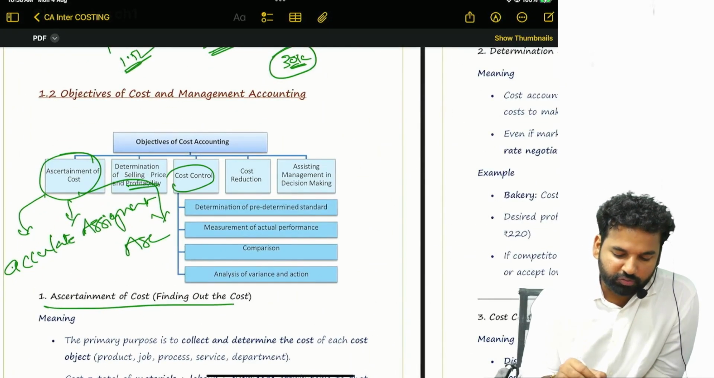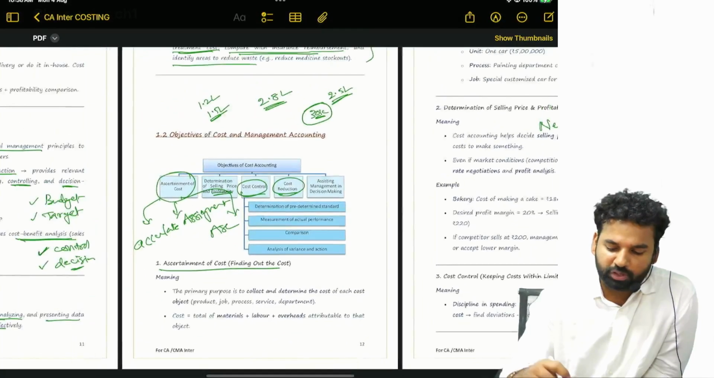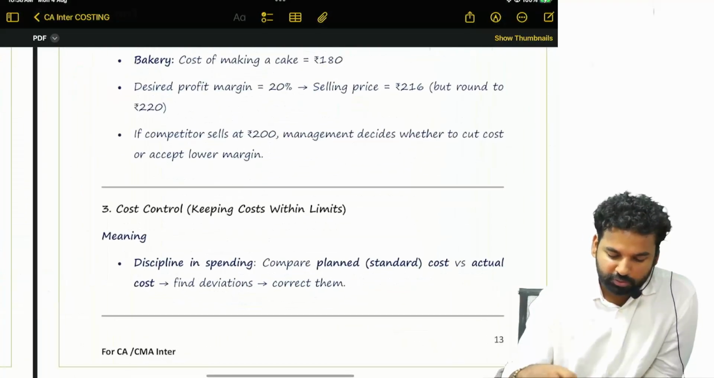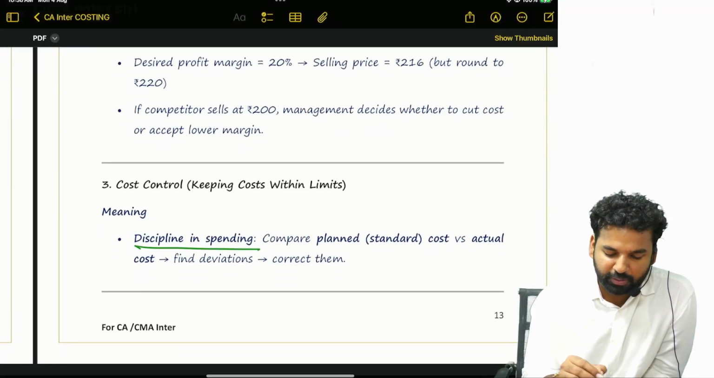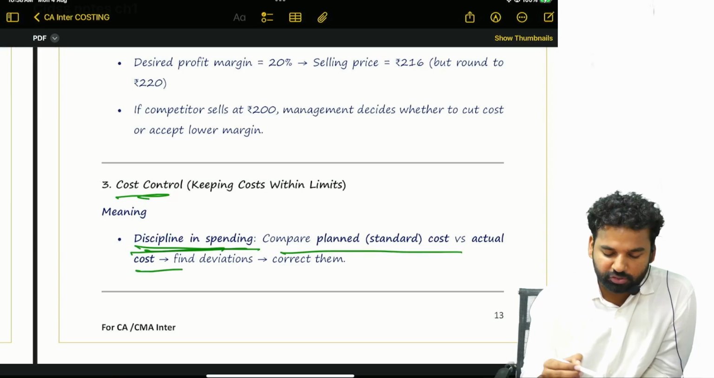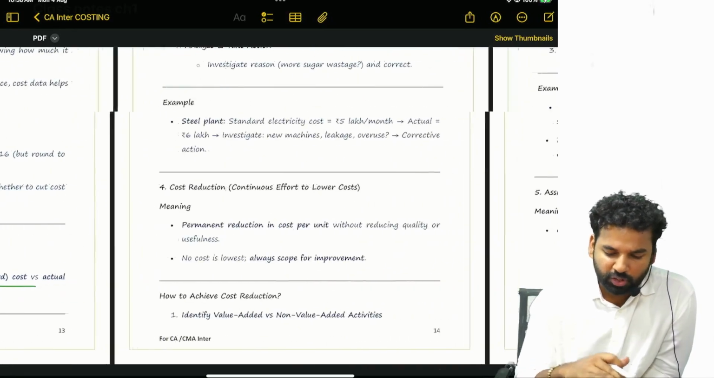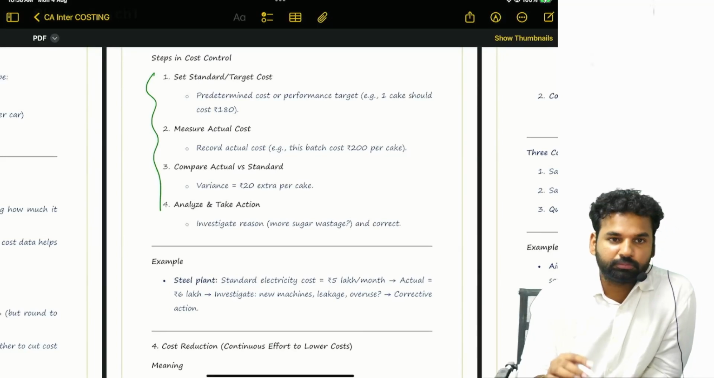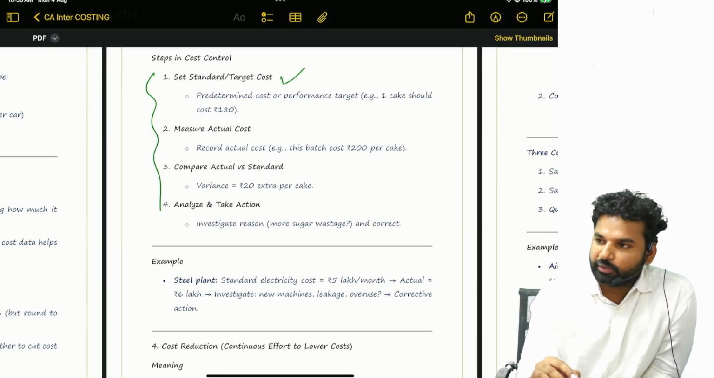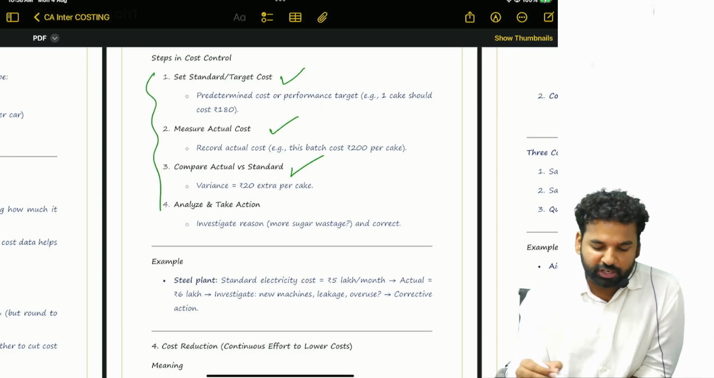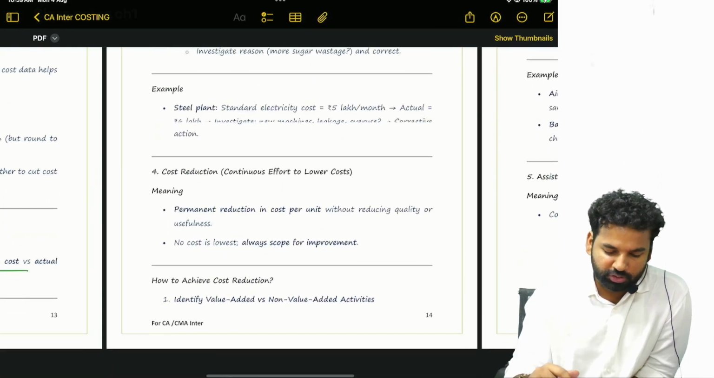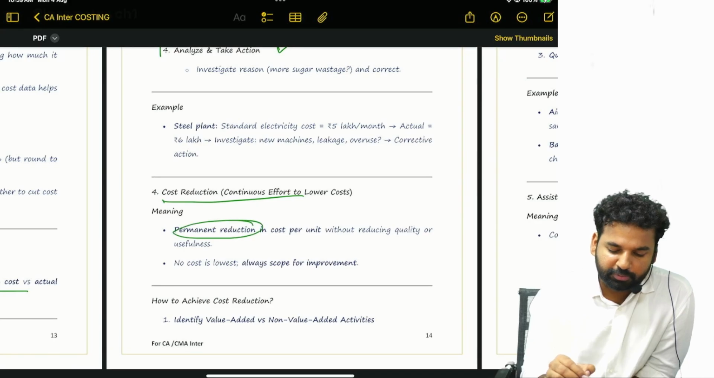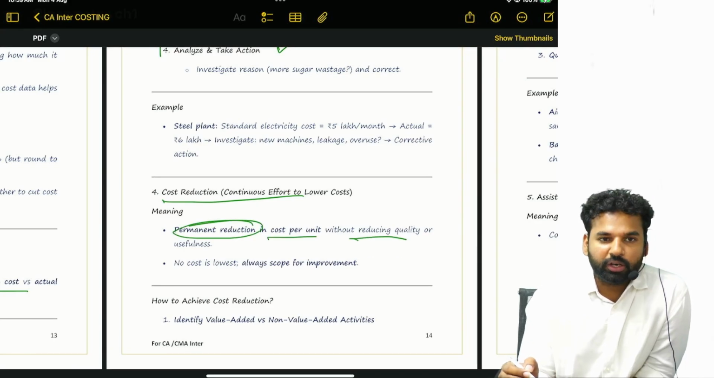Right. Next, cost control we have seen. Cost reduction we have seen. Cost control means what? Under the existing conditions only. Lowering the cost. So discipline in spending, meaning cost control and discipline in spending. Compare the planned standard versus actual. Find deviations and correct them. Okay. And next, cost reduction. So regarding cost reduction, so these for cost control, these are the steps. So first we have to set a target or standard, measure the actual, compare the actual and standard, and analyze and take action. So this is the process. And cost reduction means what? It is a permanent reduction in the cost per unit without reducing the quality or usefulness.